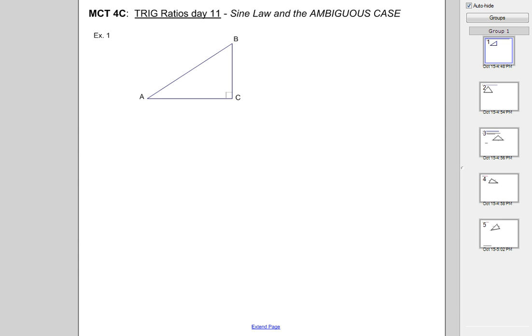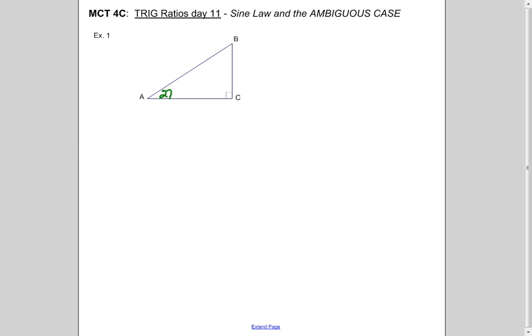MCT4C, we're going to look at the sine law again, and a very specific problem that comes along with the sine law called the ambiguous case. So I'd just like us to look at a right angle triangle for a moment. This triangle ABC has a 27-degree angle of elevation here and a length of 8 here.